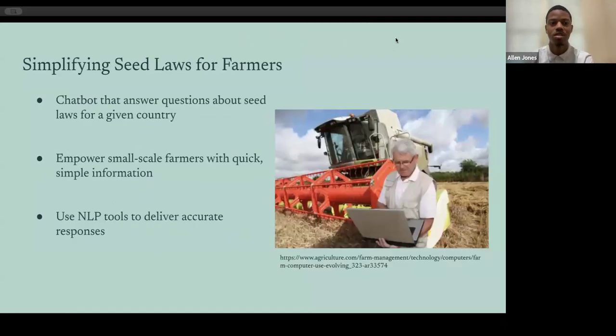We want to simplify these seed laws for farmers and make their job as easy as possible. That's why we're creating a chatbot that answers questions based on a given country. We also want to empower small scale farmers with quick and simple information so they can focus on what they're good at, which is farming. And we also used NLP, or natural language processing tools, to deliver accurate responses.